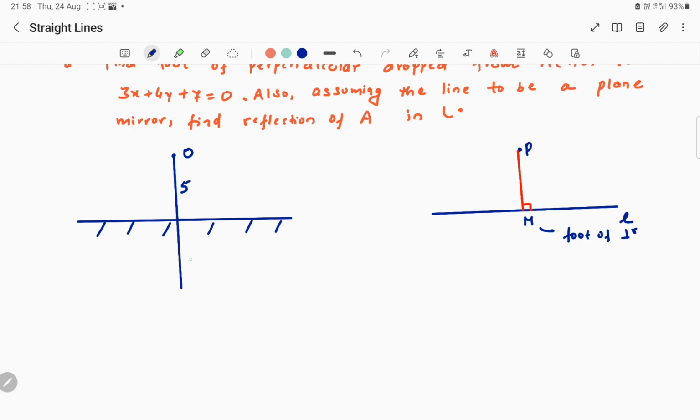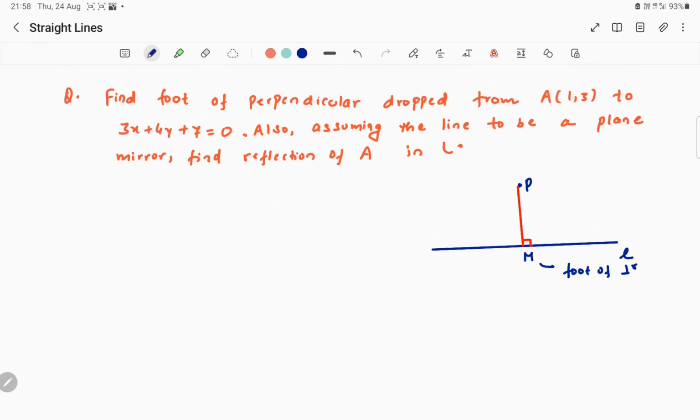Meaning if this distance is 5 units, this distance also is going to be 5 units. So if O is the object and I is the image, the object and image are equidistant from the mirror. Mathematically, what is the inference? That this point, the foot of perpendicular, is going to be the midpoint of the line segment joining object and image. Can you understand this? Also in a plane mirror, our image is always on the other side of the mirror. It's not like your image will form here. If you keep the object here, your image will form here. So mathematically, let's see a question related to this.